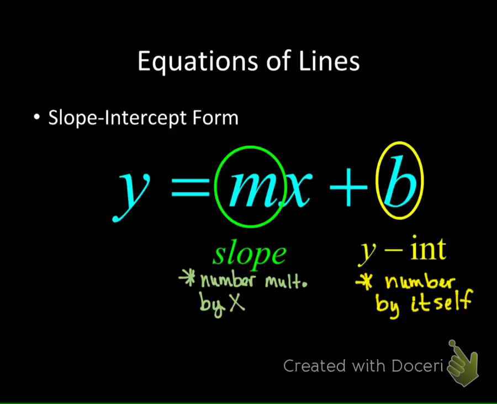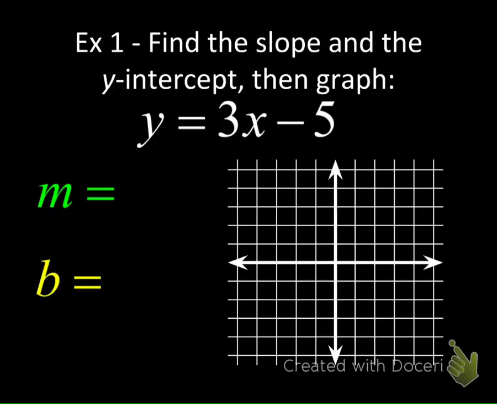Now go ahead and take a look at example number 1. Example number 1 is using the equation that we use on our function table. So it's y equals 3x minus 5. What I want you to do, the whole purpose of this lesson, the first thing I want you to do is identify your slope. So our slope, if you remember the notes we just took, is the number being multiplied by x. So what number up here is being multiplied by x? Or what number is touching x? 3. So 3, that's our slope.